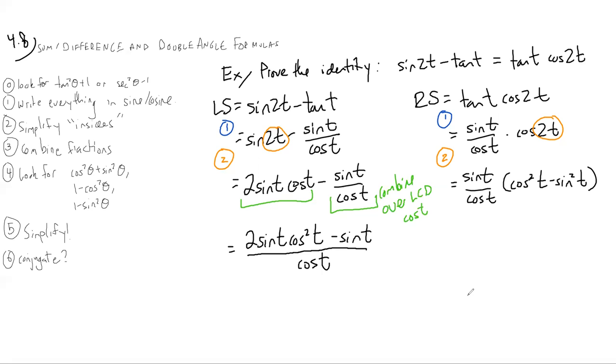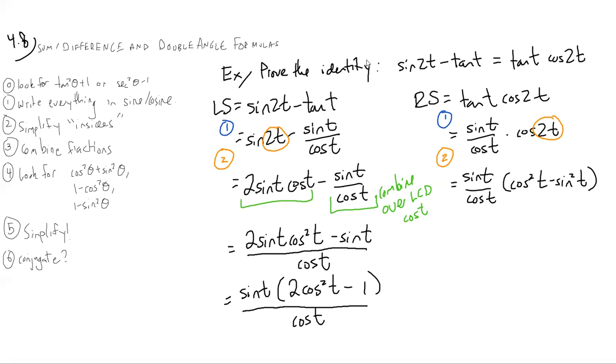If you'll notice on the right, it's very much factored. On the left, I probably want this factored to make some kind of comparison point. So on the left, I can factor sine from the top, and what I'll be left with is 2 cos squared t minus 1 over cos t. These two things don't look exactly the same, but if you remember the double angle formulas, you might recognize that on the left. If not, there is a way to get around it.